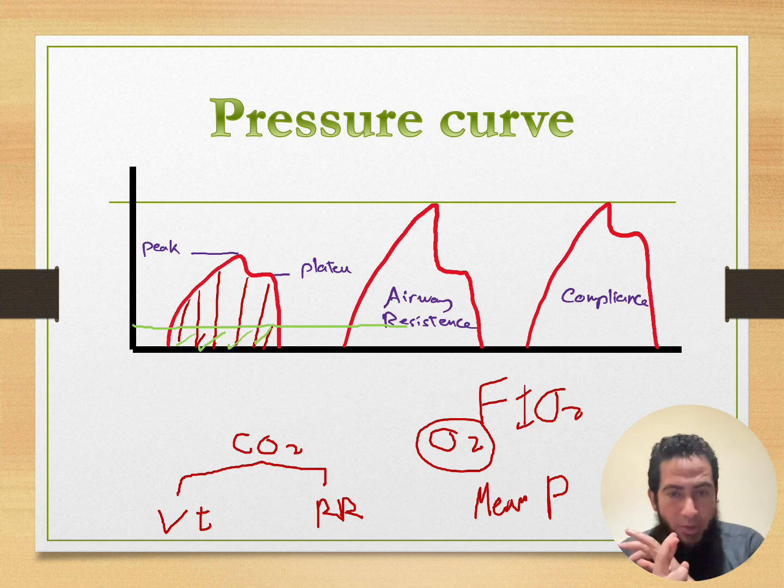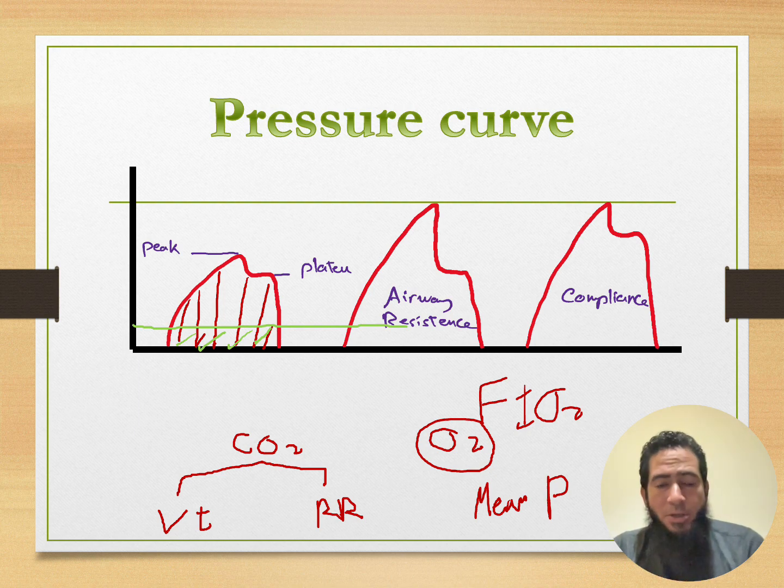So increasing FiO2, increasing PEEP, adding plateau to your ventilation settings, all of these things will also increase the area under the curve, and will increase the mean airway pressure, and will make the oxygenation better. So this is the first thing about the plateau, or the post-inspiratory hold.